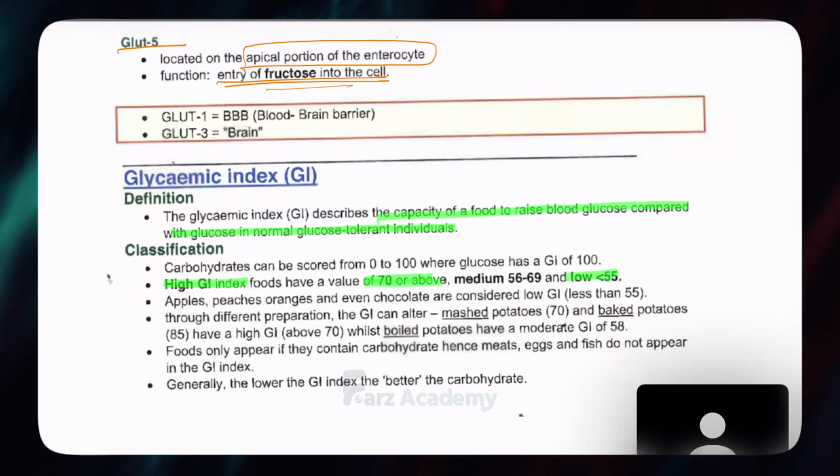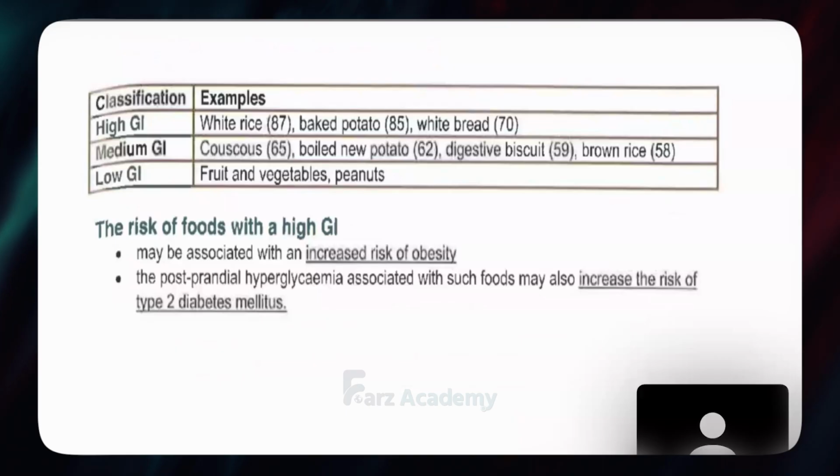And what are the examples? These are the examples. High GI are the white rice, baked potato, white bread. Things that we believe will make us fat once we eat more of them. And low GI are the opposite ones, which you usually intake if you want to get slim. Fruits and vegetables and peanuts. As you can see, brown rice has got a lower GI value. That is why many people eat brown rice routinely, because it has got a lower GI.